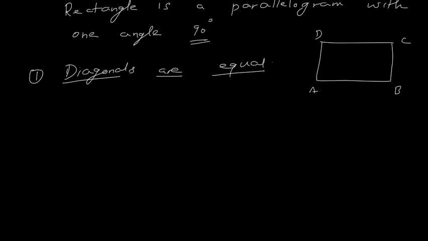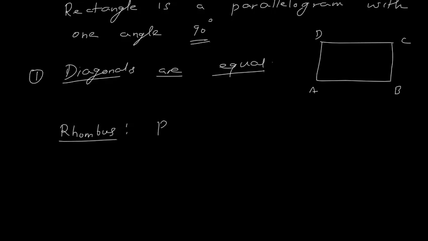Now, next we discuss rhombus. Now what is rhombus? So rhombus is also a parallelogram with all sides equal, or you can say adjacent sides equal. In parallelogram, opposite sides are equal. So for rhombus, we define that it is a parallelogram with adjacent sides equal, or say all sides equal.